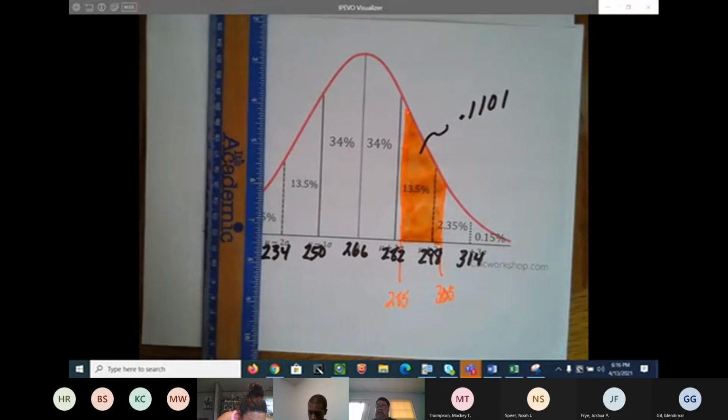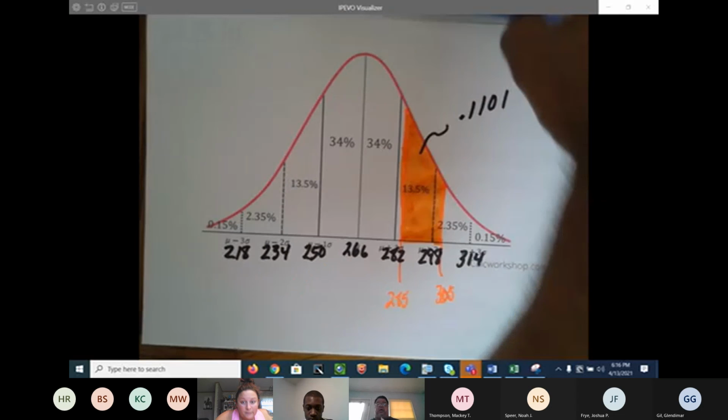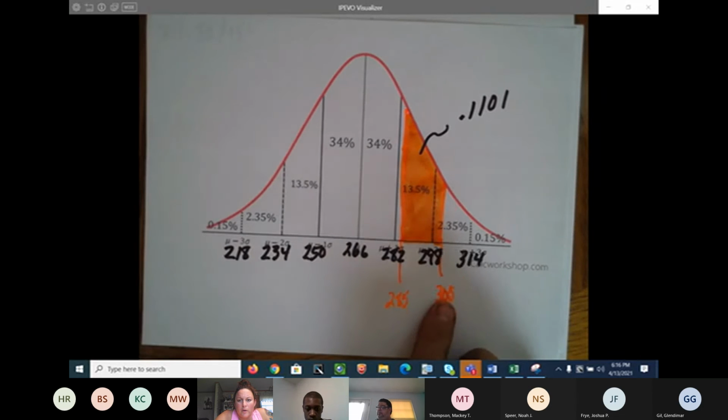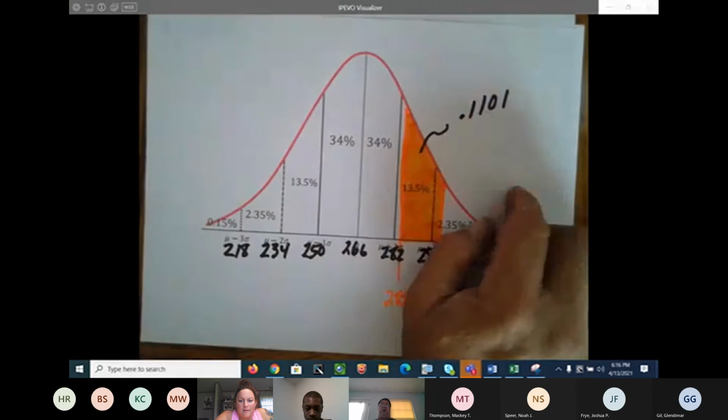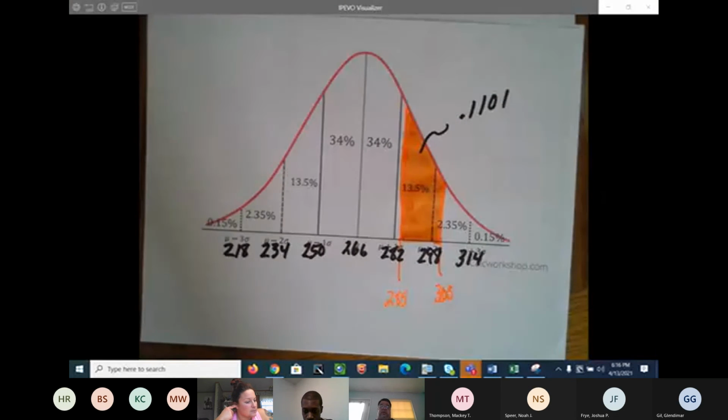So we're not going to write everything out. I want somebody to tell me out loud what that orange area means. We'll just say carrying a pregnancy between 285 to 305 days is 0.1101, or 11.01%. So there's 2 questions right there.